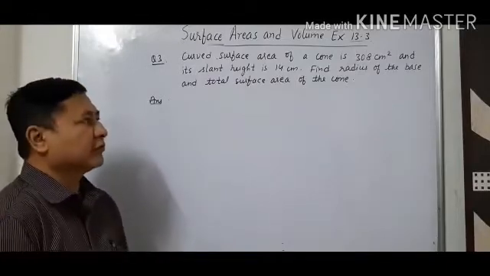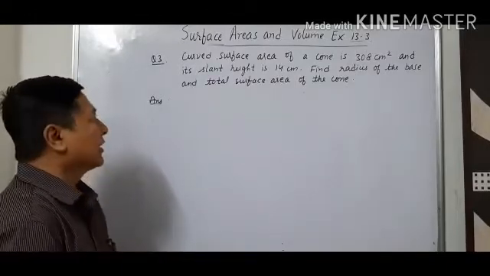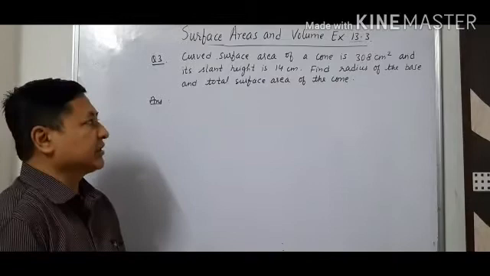Now let us solve question number 3 of exercise 13.3. Curved surface area of cone is 308 centimeters square and its slant height is 14 centimeter.